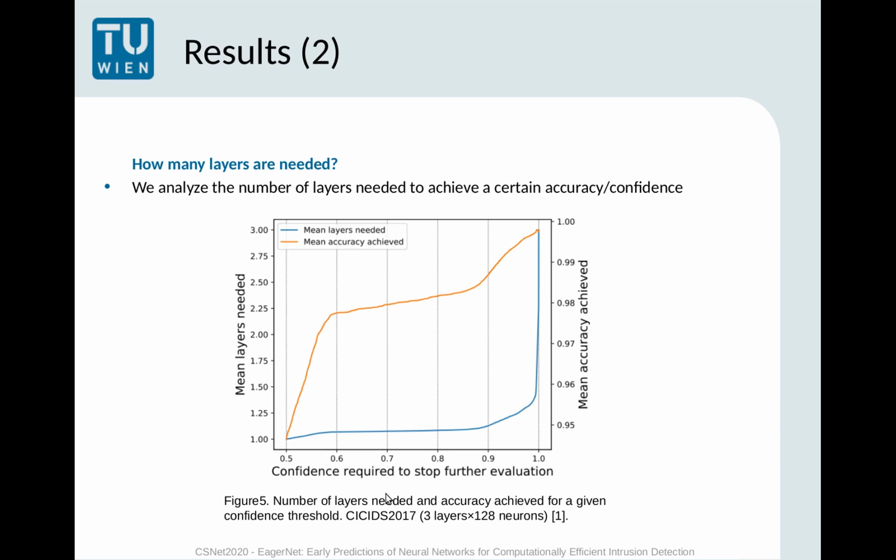And by the way, the architecture that we used here is just 3 layers with 128 neurons at each layer. So basically, if we want to achieve the optimal confidence, then we would have to use all layers. And simultaneously, we see that the more confidence we want, the better our accuracy gets, until almost 1.